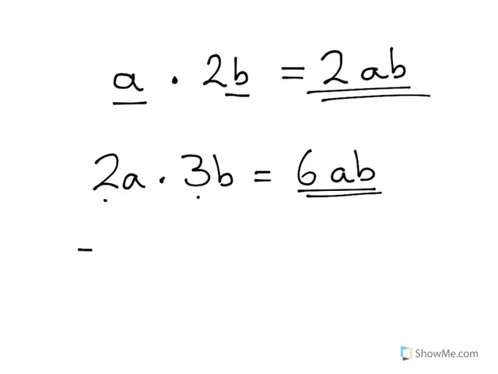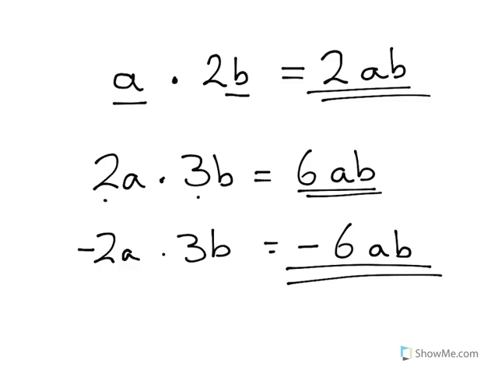What would I do if I had minus 2a times 3b? Well, a times b is going to give me ab as the answer. Minus 2 times plus 3, that's a minus times a positive, which is going to give me a minus answer, and 2 times 3 is 6. So that would be my answer if I did minus 2a times 3b.